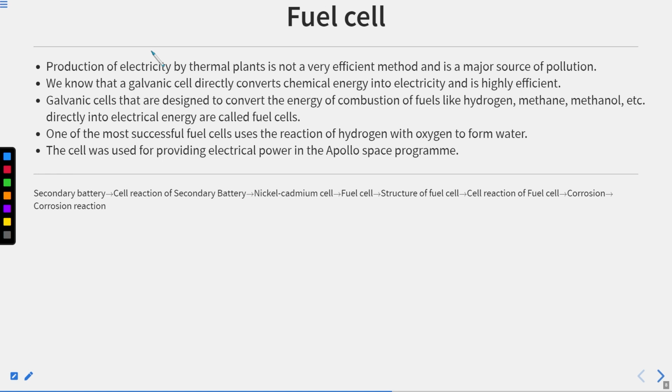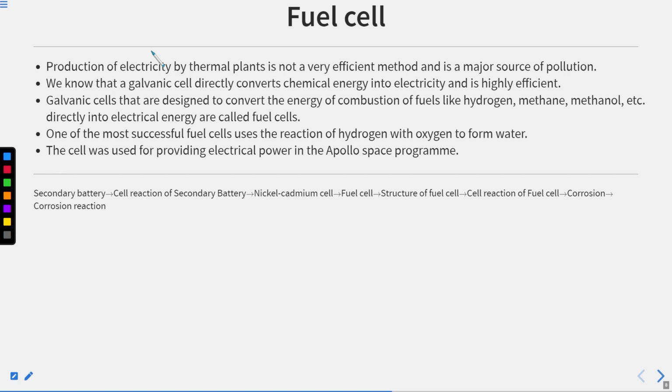Next, a very interesting type of cell is called a fuel cell. Thermal plants are not a very efficient method to produce electricity for our day-to-day life. One more problem with thermal plants is that they are a major source of pollution, because we have to burn coal to generate heat, and that heat boils the water, and the steam that is produced rotates our turbine. That's the basic mechanism used in thermal plants.